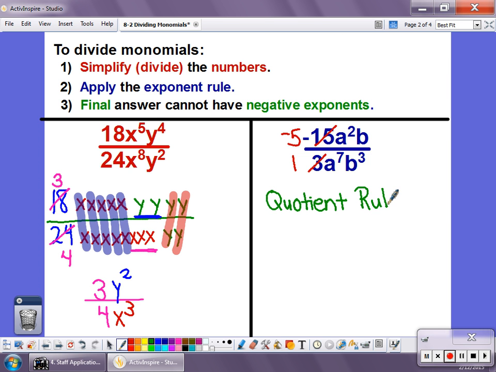So what I want to do now is think about subtracting these exponents. But because we know, like if you look at this problem to the left, sometimes I'm going to have variables that are left up on the top.